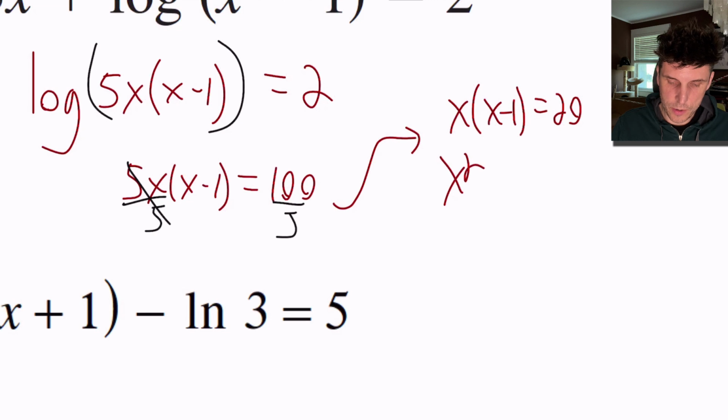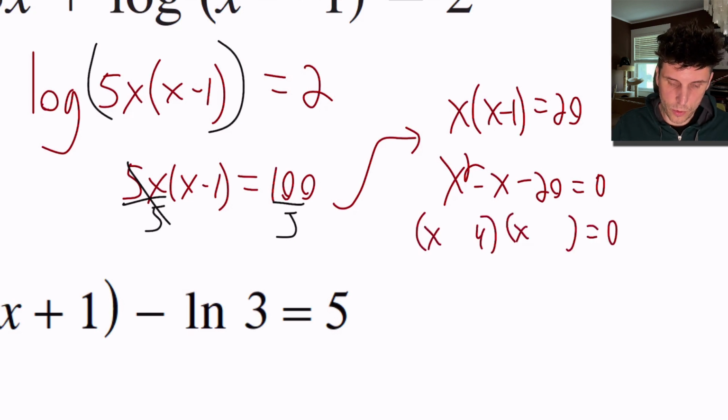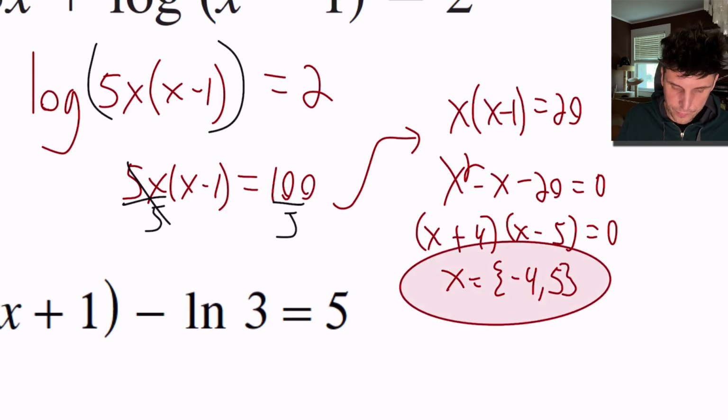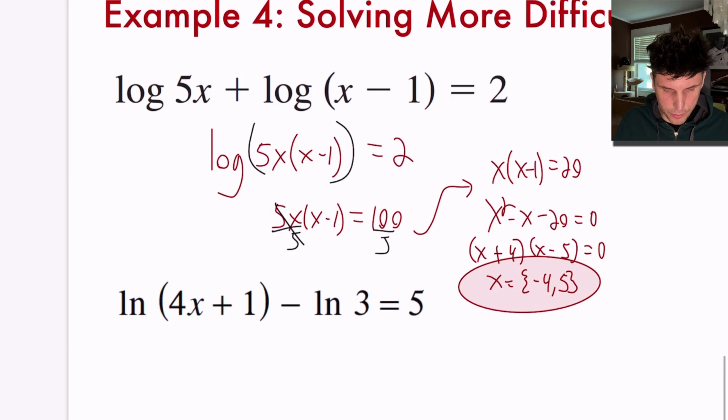So I have x squared minus x. I'm going to bring that 20 to the other side. Minus 20 equals 0. Let's factor: x, 4, 5, negative, positive. All right, so x equals negative 4 and positive 5. Like I said, go back to the original, sub both of those in.